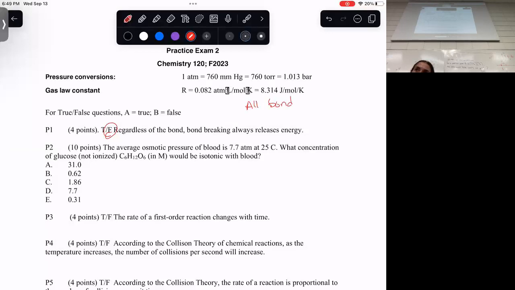Wait, to make bonds? Yep. So all bond breakage requires energy. All bond formation releases energy.